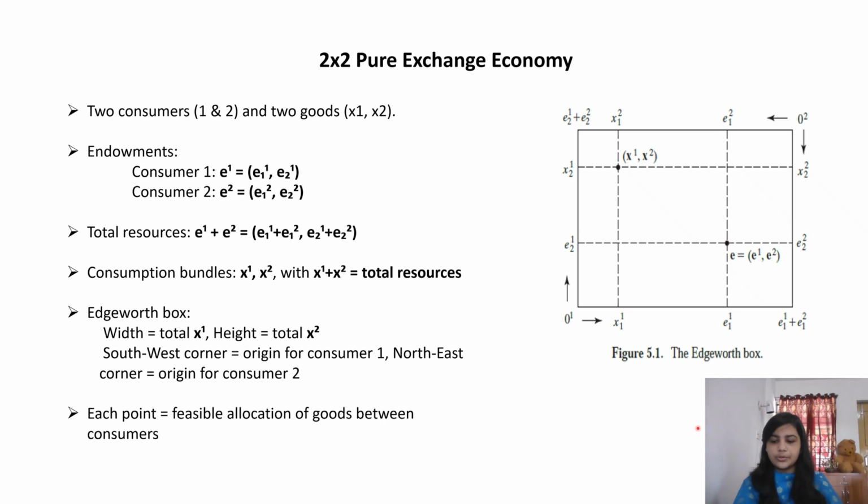Now comes the Edgeworth box. The box is a diagram that shows all possible ways these goods can be distributed between the two consumers. The width of the box represents the total amount of good 1, and the height of the box represents the total amount of good 2. The bottom left corner is consumer 1's origin, and the top right corner is consumer 2's origin. Every point inside the box represents a possible allocation of the two goods between the two consumers.